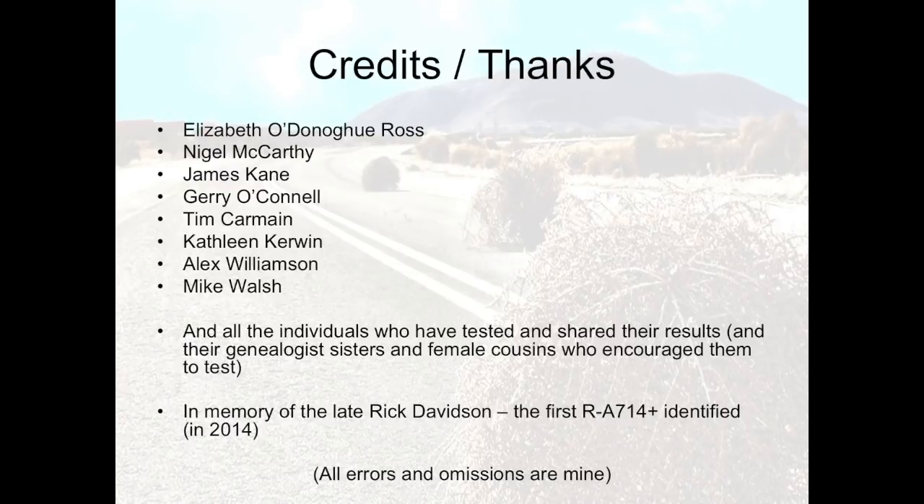There are a group of Brattles in East Limerick that I am very anxious to recruit a testee from, because if they were 714 positive, that would mean they would be a sort of West Munster group, as opposed to the Central and East Munster representatives that I have, other than the O'Connells. The O'Connells are on the west side.